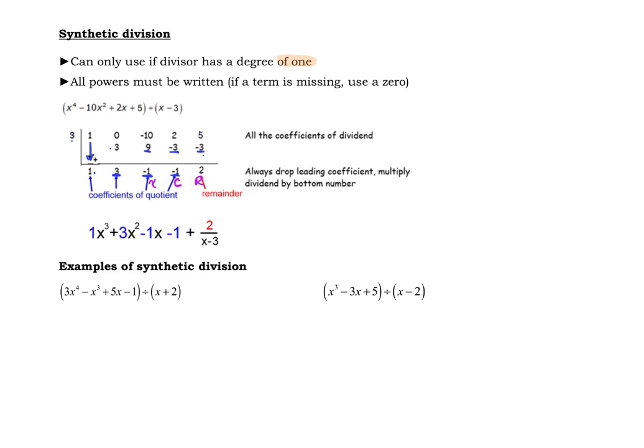This is the coefficient of x. This is the coefficient of x squared. This is the coefficient of x cubed. So now I write my 1x cubed plus 3x squared minus 1x minus 1, remainder on top of the divisor. So that's how we do it.